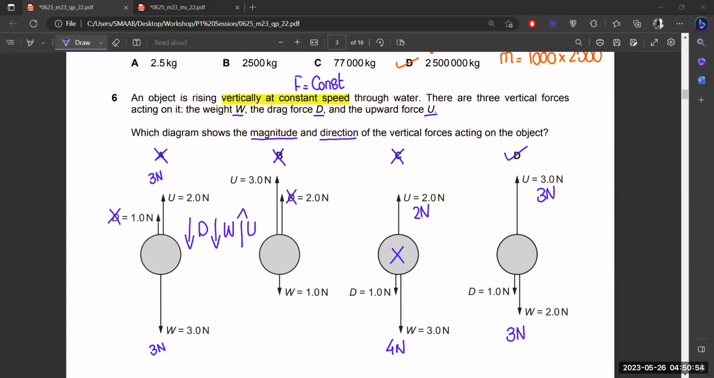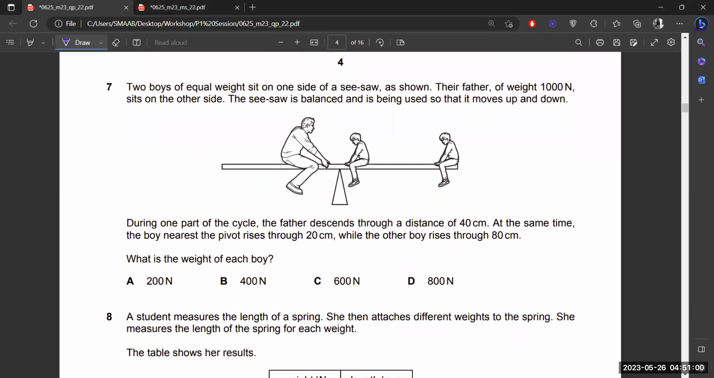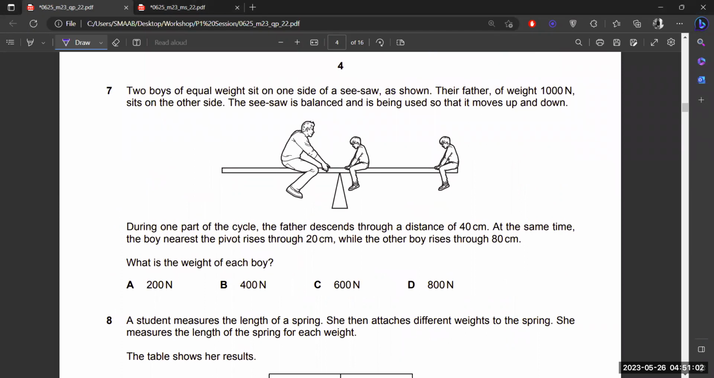Okay, so I hope you get the concept. Let's move towards question number 7. Okay, question number 7 is related to the moment. Okay, so two boys of equal weight. Again, important hint. Sit on one side of a seesaw as shown. Their father of weight 1000 Newton sits on the other side.